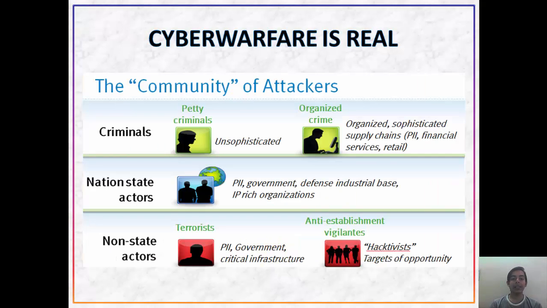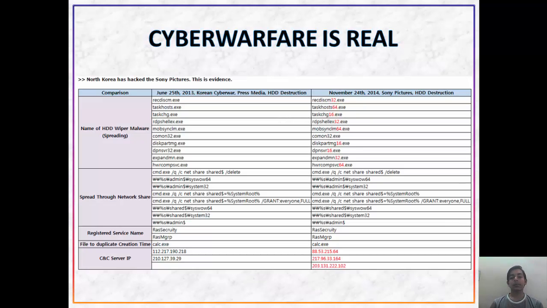Cyber warfare is real, yes. Now, what are the communities of attackers when it comes to cyber warfare? As you can see, there are three communities of attackers: criminals, nation-state actors, and non-state actors. Nation-state actors basically include government-employed agencies or people performing hacking activities. Non-state actors include terrorists and anti-establishment vigilantes. So these are the communities of attackers.